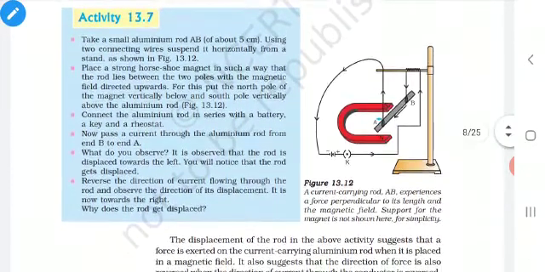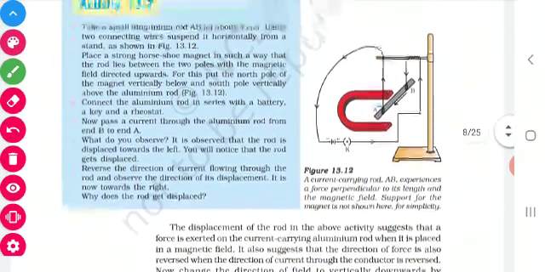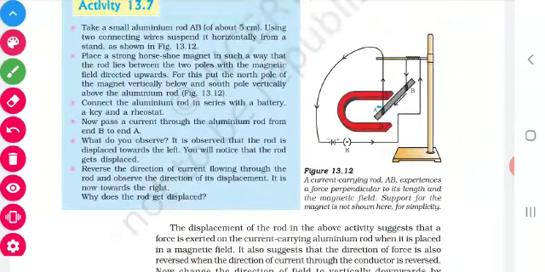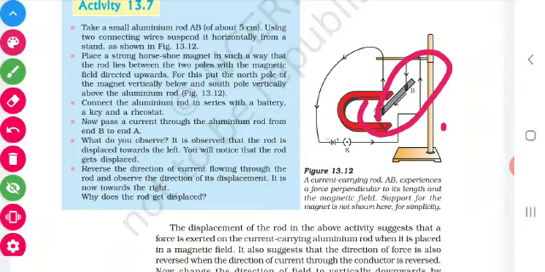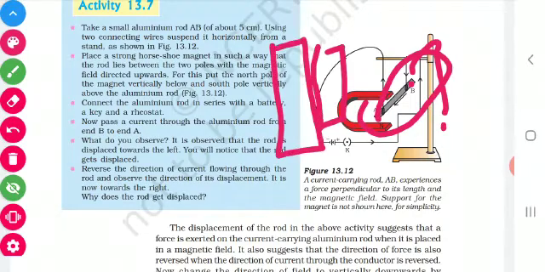Come to the activity 13.7. This AB is the aluminium rod. It is connected to the wires and held horizontally like this. The aluminium rod was held like this.